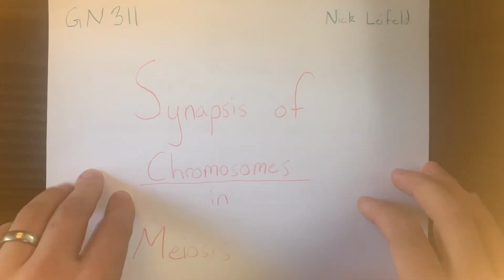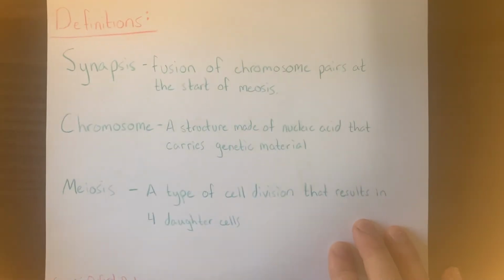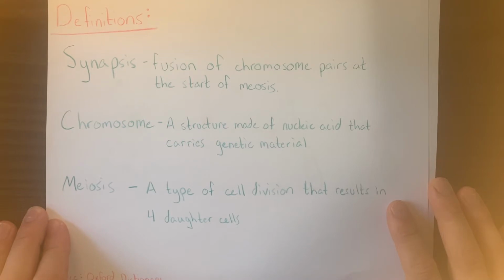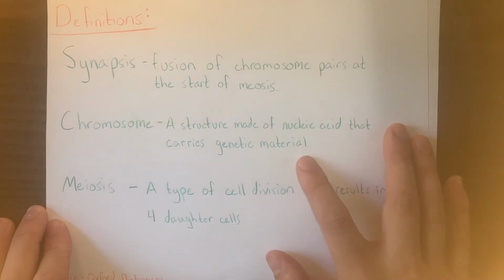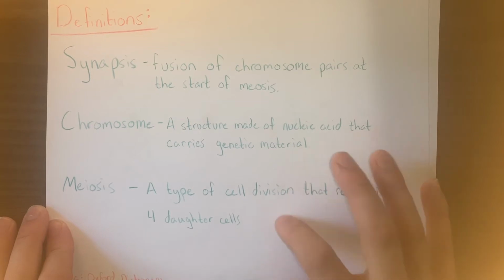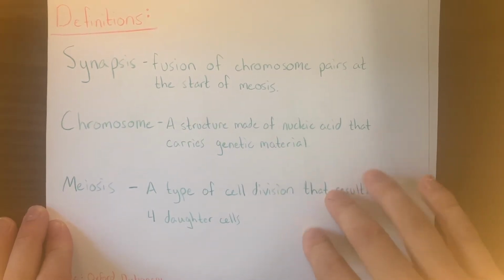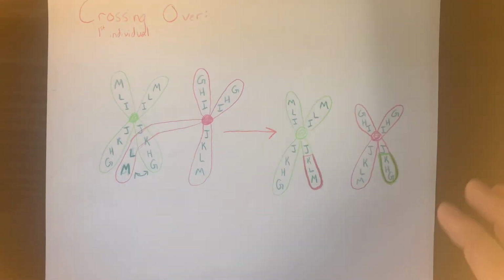Synapsis of chromosomes and meiosis. So, let's go over some definitions before we get into the nitty-gritty here. Synapsis is a fusion of chromosome pairs at the start of meiosis. A chromosome is a structure made of nucleic acid that carries genetic material, and meiosis is a type of cell division that results in 4 daughter cells, or gametes, as we'll go over later.